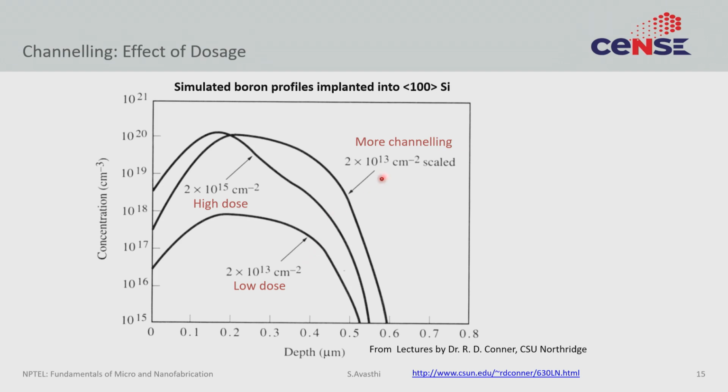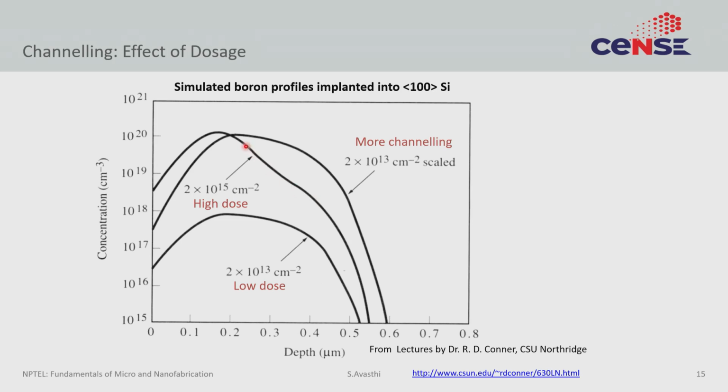So, I will just scale it up. I will just magnify this by a certain factor, and that is this scaled version of the low dose profile. I have done this so that you can better compare these two curves without the confounding effect of change in concentration. So, when you look, you notice that these two curves do have a slightly different shape.